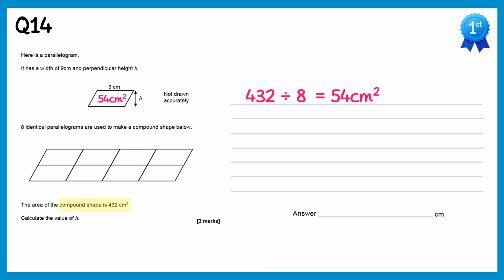So if we know the area is 54 centimetres squared, the way you calculate this is the base times the perpendicular height. So in this case, 9 times h. So when we multiply 9 by h, we need to get 54. So if we do 54 divided by 9, we'll find out what h is. And that's 6 centimetres, which is the answer to the question.